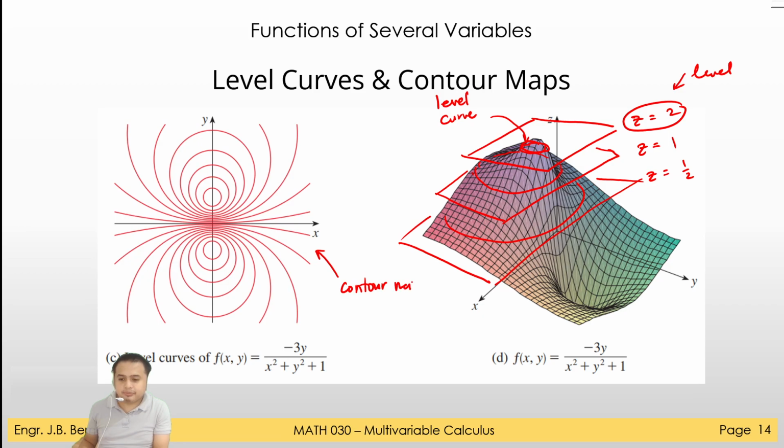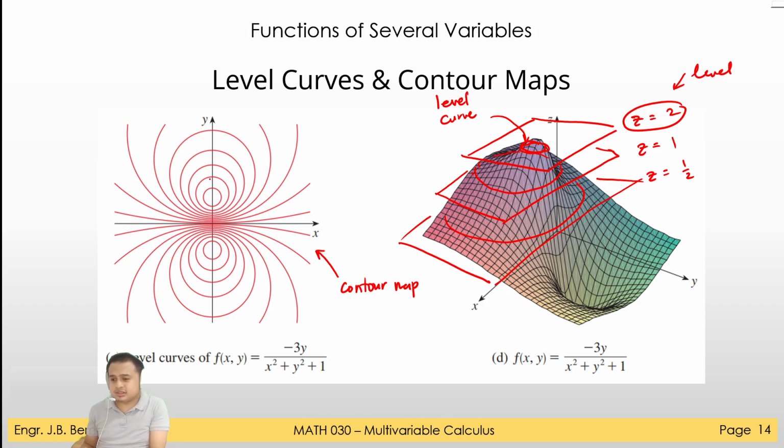Okay? So what is the difference between the two? A level curve is just a singular curve. A contour map is the collection of level curves. If you cut this into slices, you will have this curve. Now the problem with contour maps is that it doesn't usually visualize the height, but you can get that information if you write a value here.